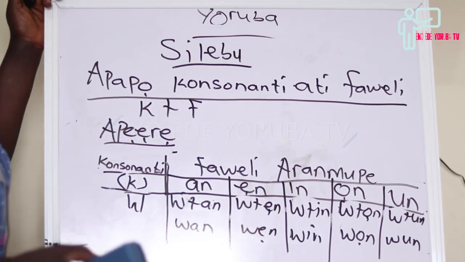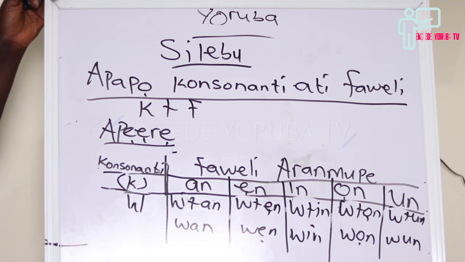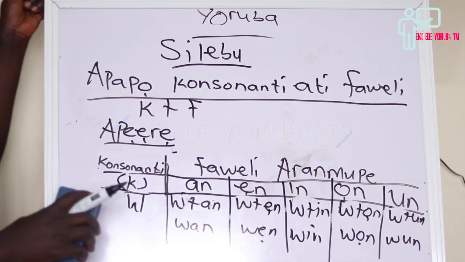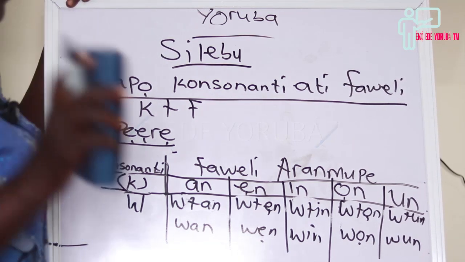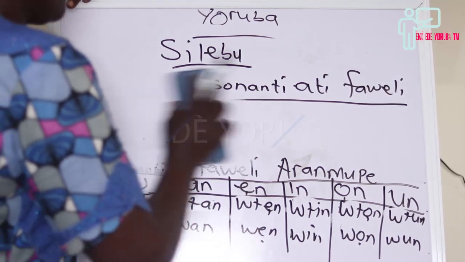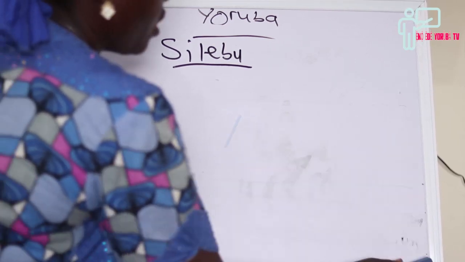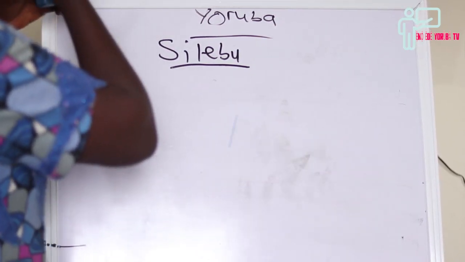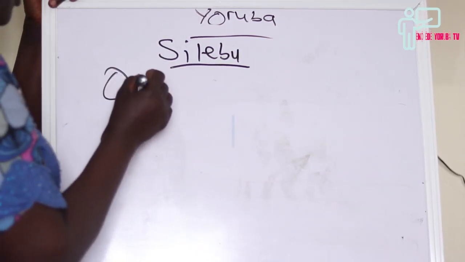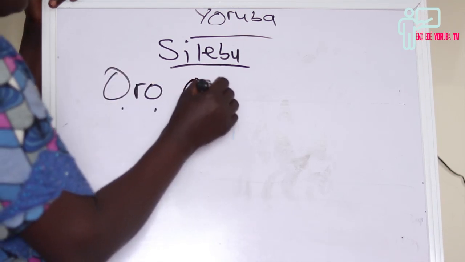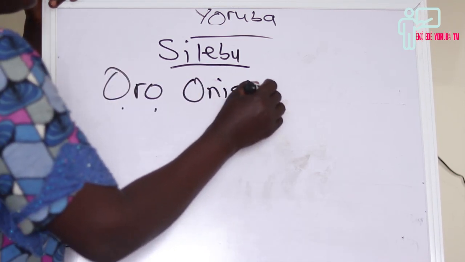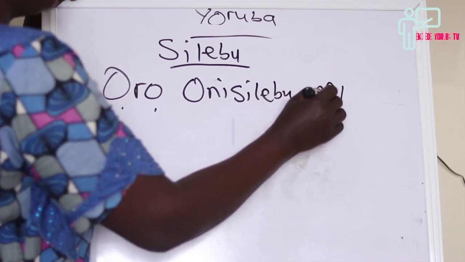So we are now going further to ọ̀rọ̀ oní sílébù méjì. We know the syllable kan now, ọ̀rọ̀ oní sílébù kan. Now we are going for ọ̀rọ̀ oní sílébù méjì, words with two syllables.